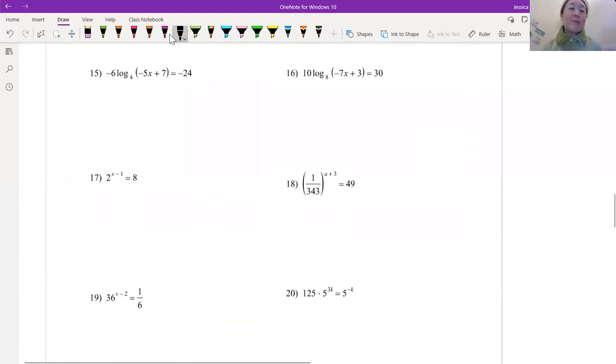Okay, so let's try that trick that we did before because I kind of don't want to do this to the negative 6th power. We're not doing that. So I'm going to just divide this out. So divide by negative 6, divide this by negative 6. And what do we get? Log base 4 of negative 5x plus 7 is equal to 4. And then again, change that to exponentials. 4 to the 4th power is equal to negative 5x plus 7. And 4 to the 4th power is 256.